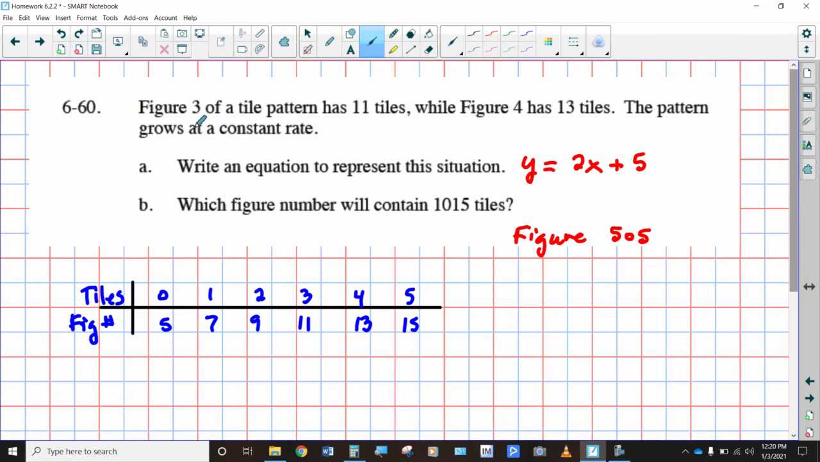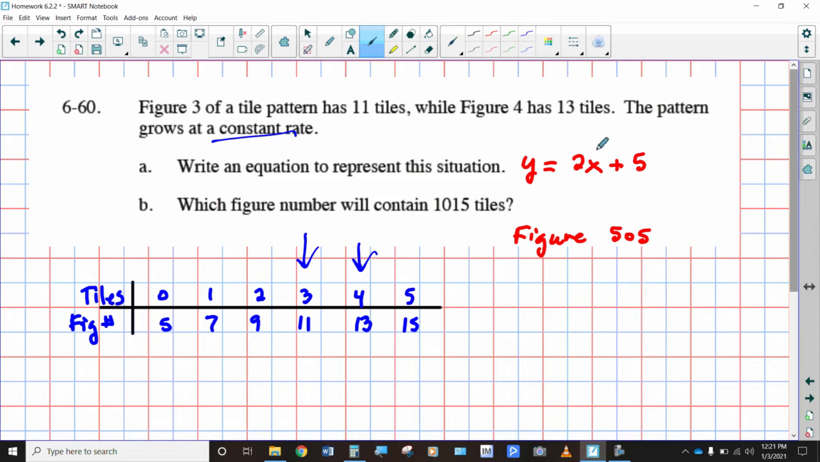All right, let's look at this. Figure 3 of a tile pattern has 11 tiles. I went ahead and wrote that right there. Figure 4 has 13 tiles. Okay, so can we figure out whether or not this is growing at a constant rate? Oh no, it tells us it's growing at a constant rate.